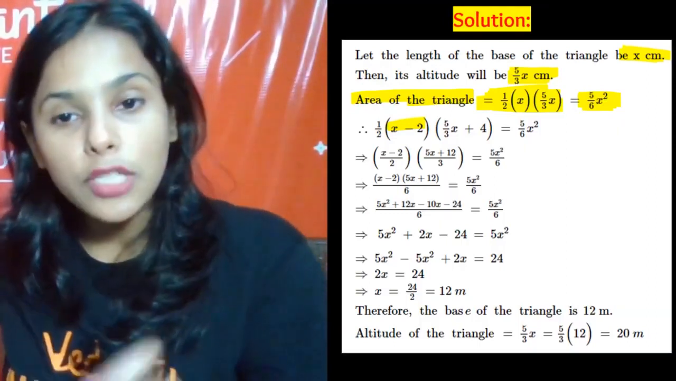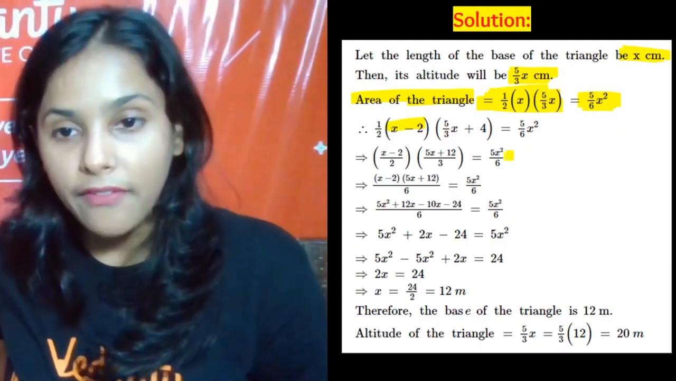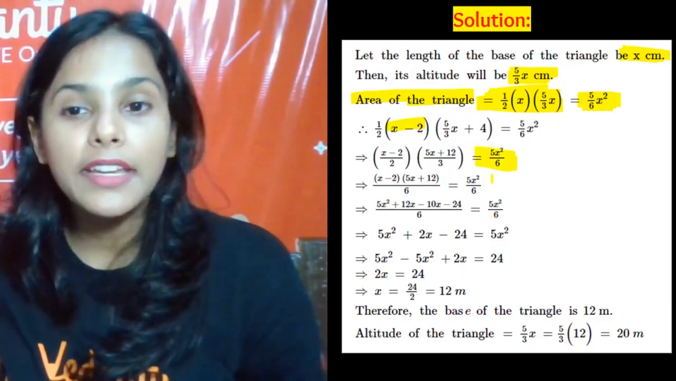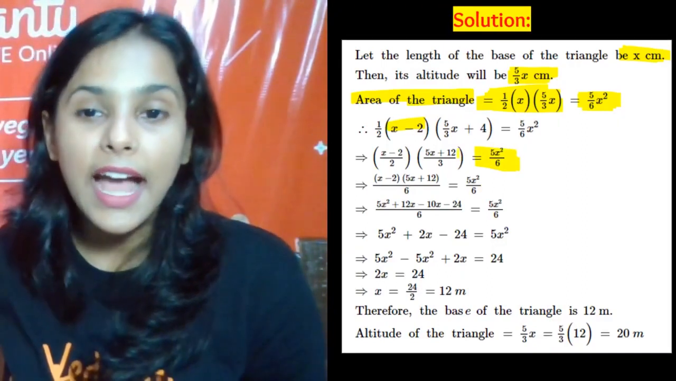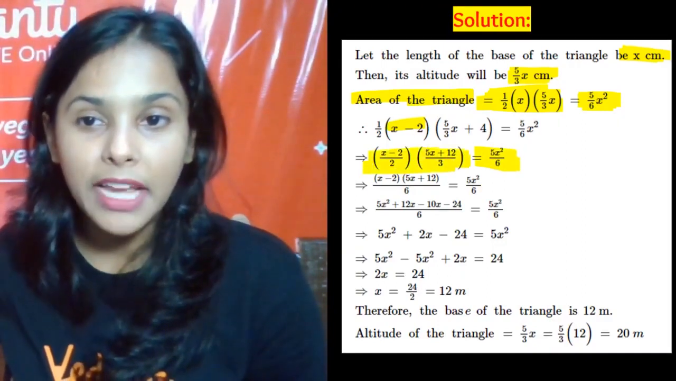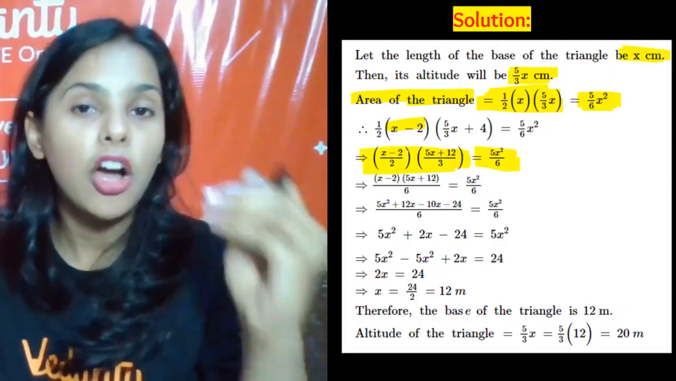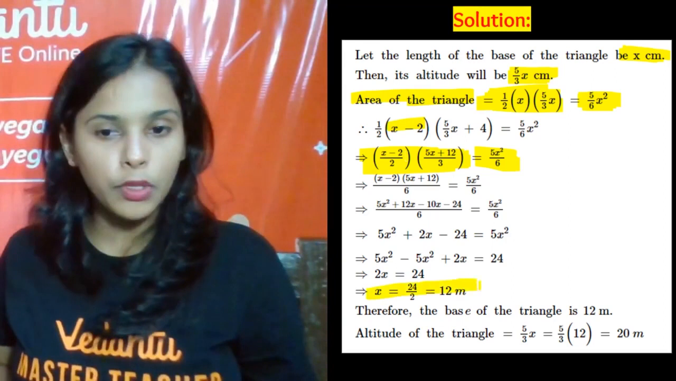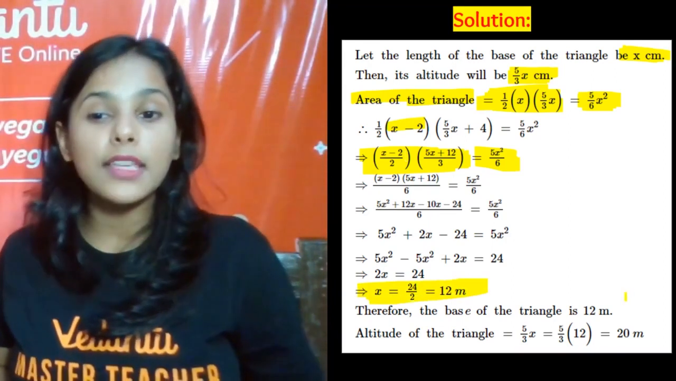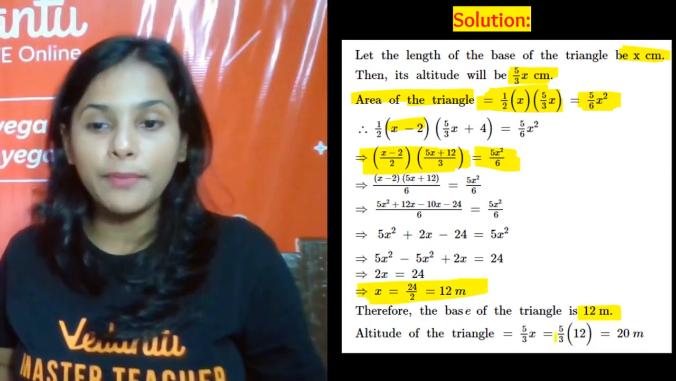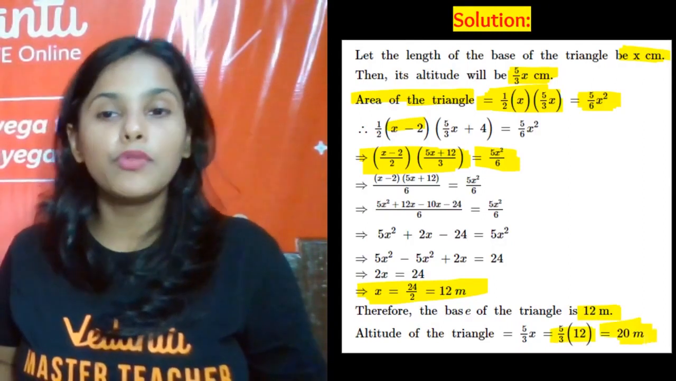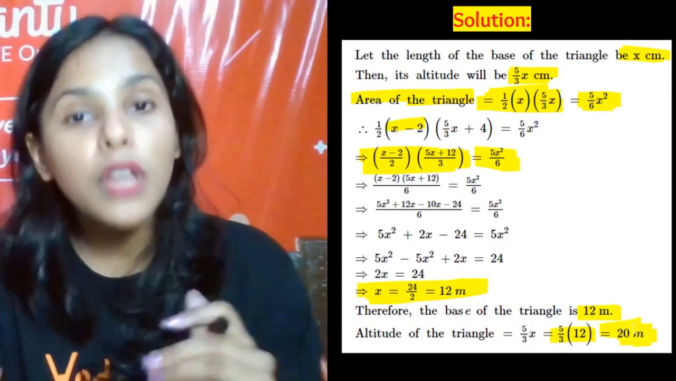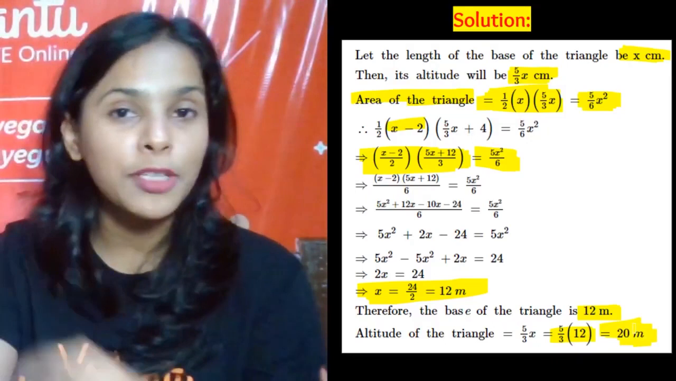Then just quickly solving this, you got 5x square minus 6, and now taking this and this at one time, because you know that area of triangle 1 is equal to area of triangle 2. So you got x is equal to 12 centimeter. Now base is equal to 12, therefore height will be 5 by 3 of 12, that is equal to 20 meter. Do let me know in the comment section if it is boomed by you.